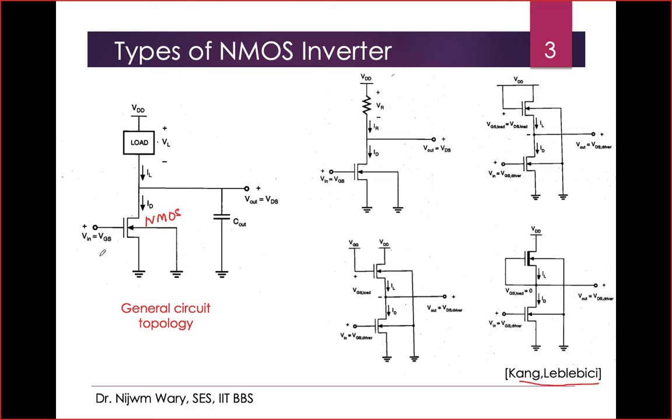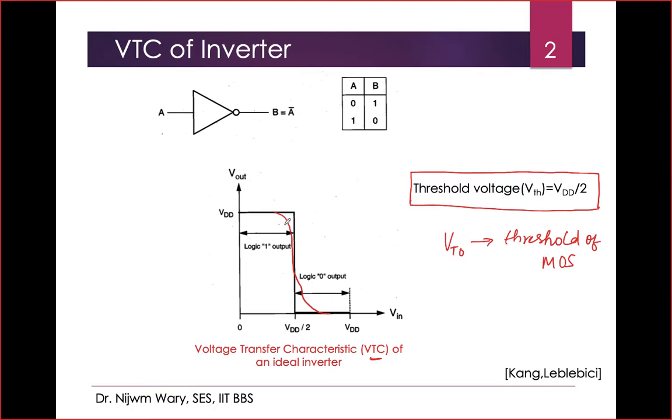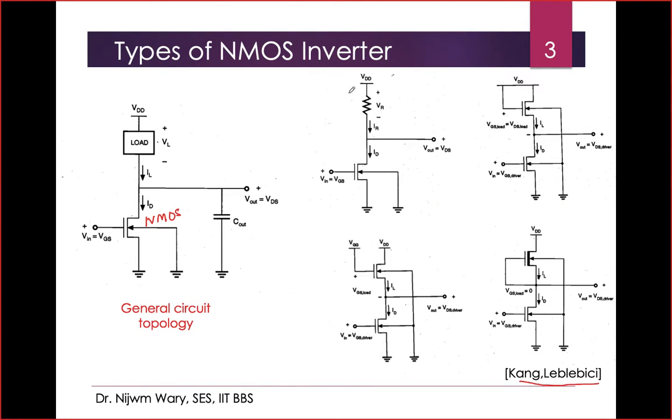So this is the Vin, which is basically the VGS. So this Vin controls the VGS of this NMOS, and depending upon this load, this VTC curve will vary like that. So we have this kind of inverter where this load is a simple resistance R. So a simple resistance is used.